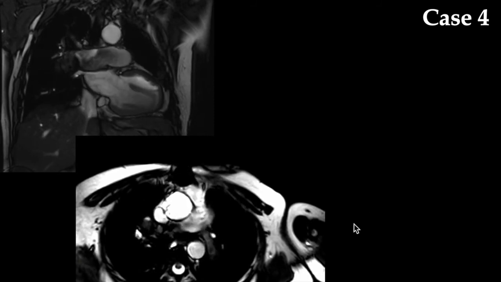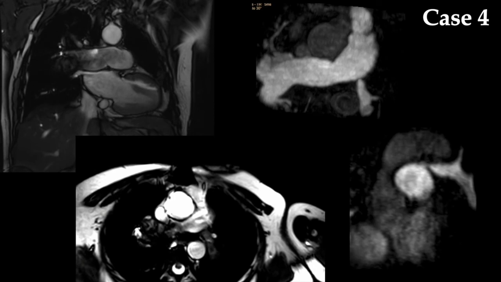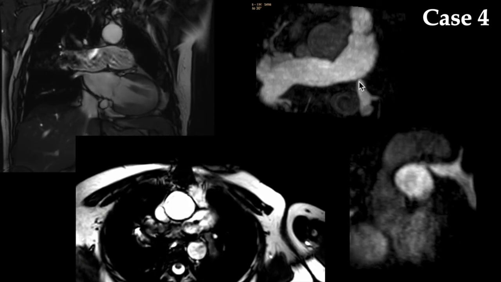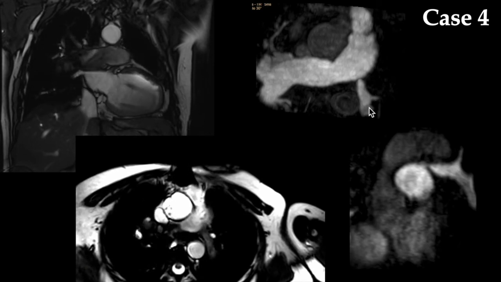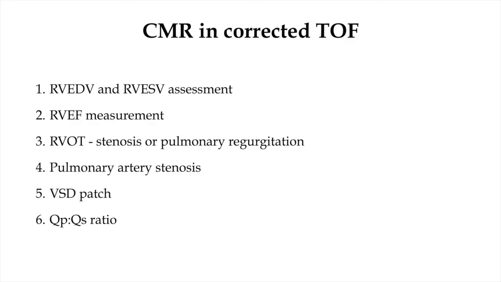So we decided to do the contrast angiography in this patient, and the contrast angiography revealed that there is a severe stenosis at the origin of LPA, and the LPA is also smaller in size compared to the RPA. So again, in the corrected tetralogy of Fallot, we have to look at the functional status of the RV. What is the indexed RV EDV and the indexed RV ESV measurements? The ejection fractions of RV and LV. Is there any pulmonary artery stenosis? Is there conduit stenosis or residual RVOT stenosis? And quantify the pulmonary regurgitation.